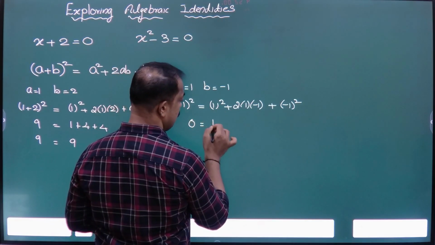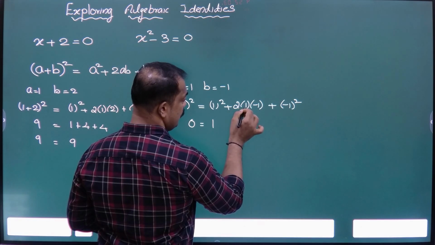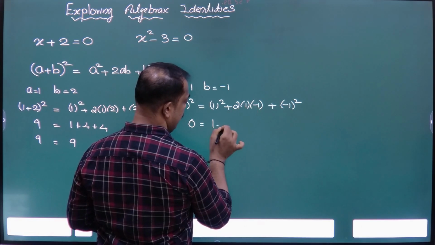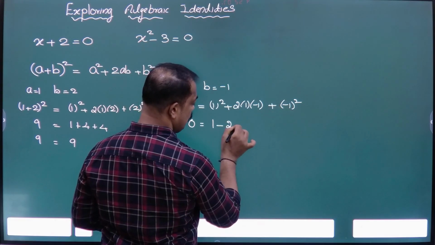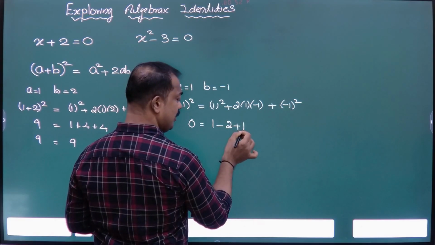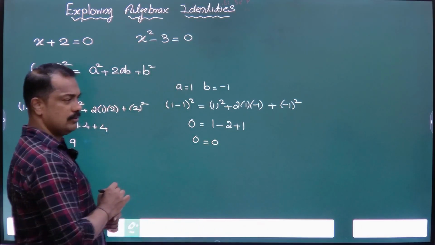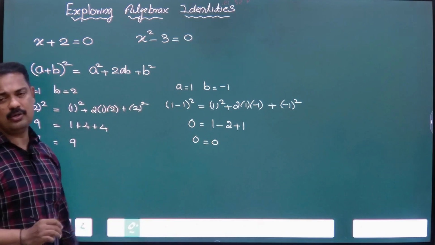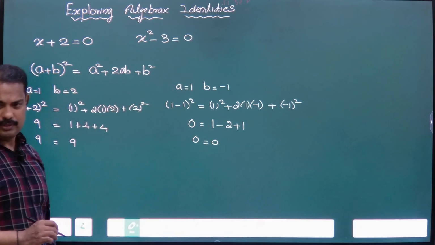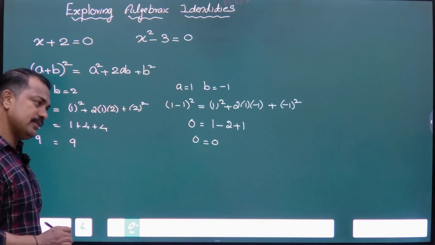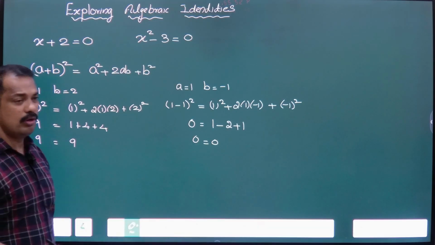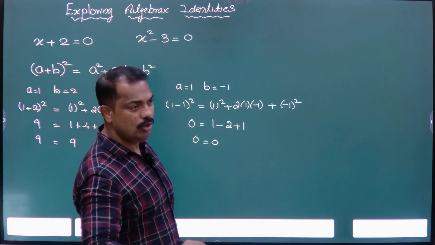1 square, 2 into 1 into minus 1, minus 2. Minus 1 का square, 1 plus 1, 2 minus 2, 0, equal to 0. So it is true for all values of A and B. कोई भी वैल्यू पुट कर देखो, it is always true. It is always, so it is called what? Identity. It is called identity.